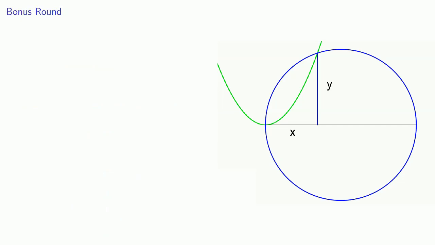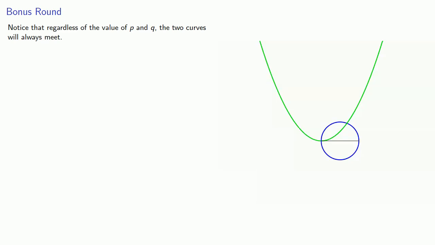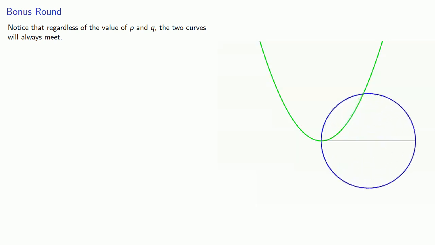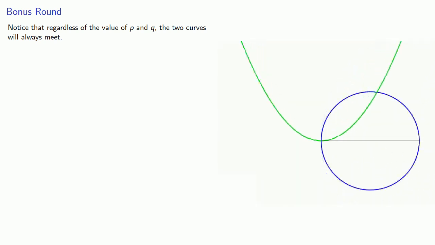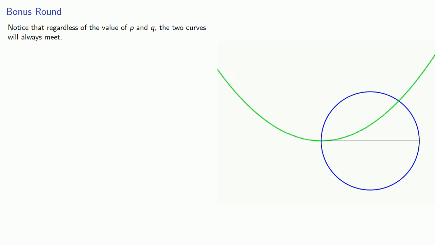But wait, there's more. Notice that regardless of the value of p and q, the two curves will always meet. If q changes, that just changes the diameter of the circle. If p changes, that just changes the width of the parabola. And no matter what p and q are, the two curves have to meet at some point. And Khayyami recognized that this was true, and so he noted that this type of problem always has a solution.